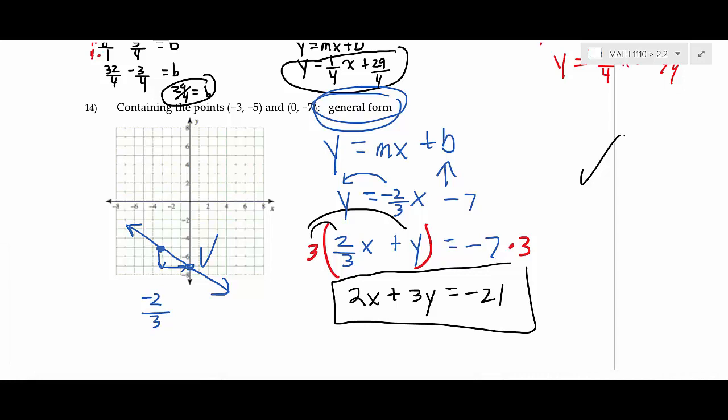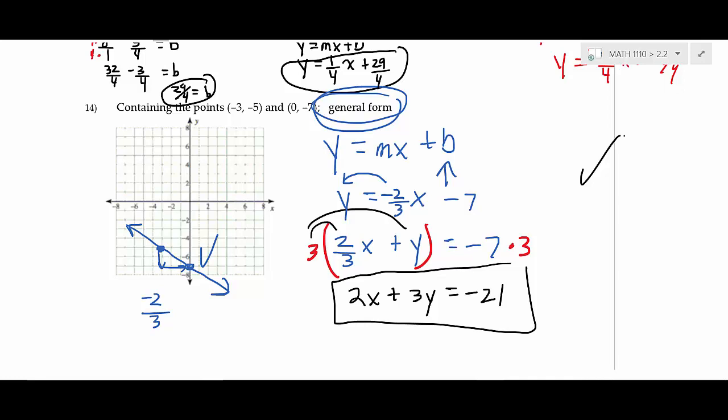Yes? How did you know that the y was negative 7? Because when you have a y-intercept, you'll always have 0 comma something. When we graphed that, that was right on the y-axis. So that b is what that y value is. It's negative 7. When I see a point that's 0 comma something, that number is the y-intercept. That's how I know. If you didn't see that, you would figure it out anyway. But you want to look for quick ways to save a little bit of time.